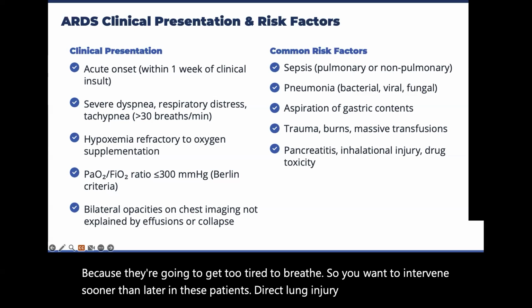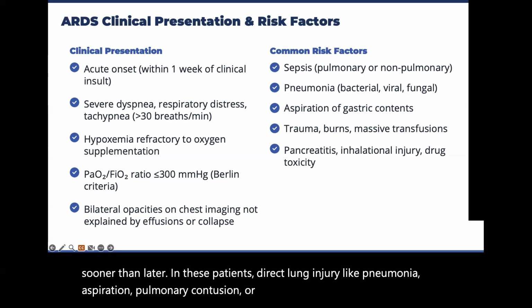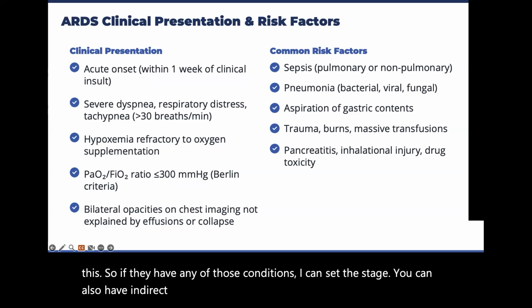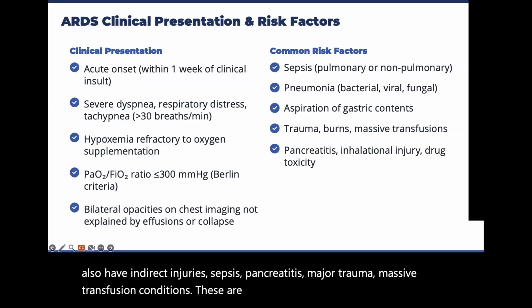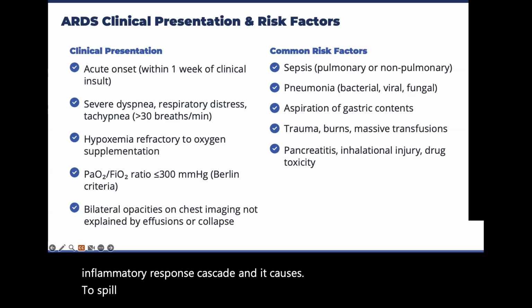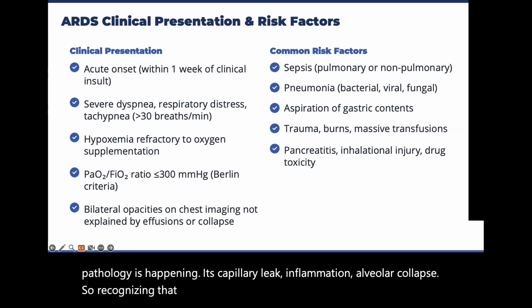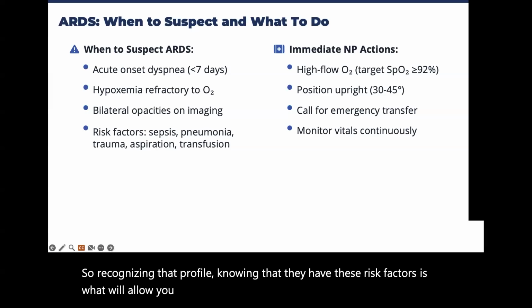Direct lung injury like pneumonia, aspiration, pulmonary contusion, or inhalation injury can be a risk factor for this. If they have any of those conditions, that can set the stage. You can also have indirect injuries: sepsis, pancreatitis, major trauma, massive transfusion. Anything that sets off that inflammatory response cascade can cause it to spill into the lungs. Regardless of the cause of the ARDS, the same pathology is happening: capillary leak, inflammation, alveolar collapse. Recognizing that profile and knowing that they have these risk factors is what will allow you to intervene.